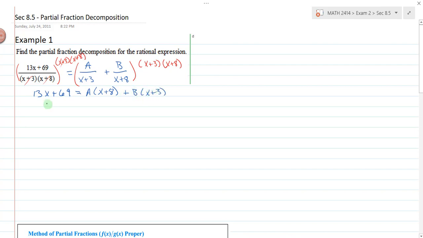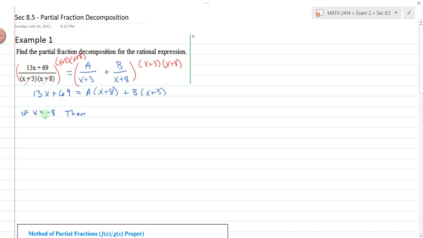So now I've created an equation, and I want to plug in numbers for x and solve for A and B. What I'm going to do is create a system of equations, and I do that by picking numbers for x. Typically, you want to pick numbers where these factors are going to go to 0. So let's say that if x is equal to negative 8, then we're going to plug in a negative 8 here in place of x.